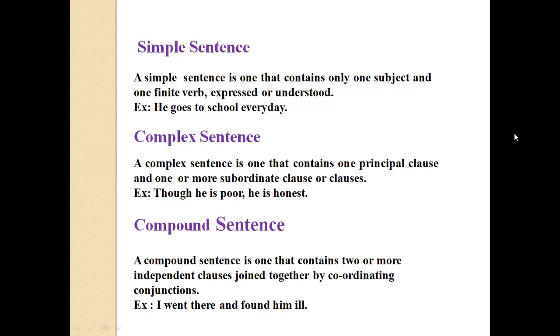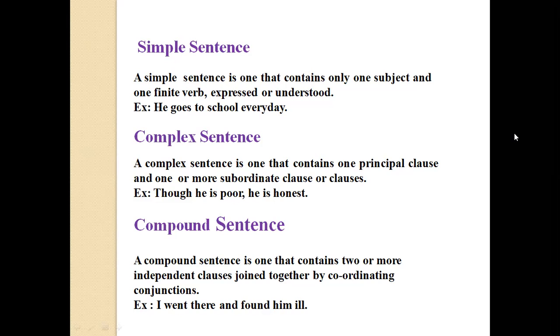Now complex sentence. A complex sentence is one that contains one principal clause and one or more subordinate clauses. For example, though he is poor, he is honest. Here there are two clauses. One is though he is poor, it is subordinate clause, and he is honest, it is principal clause. So this is an example of complex sentence.